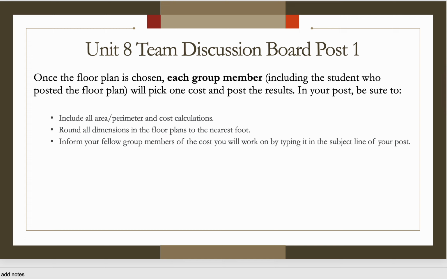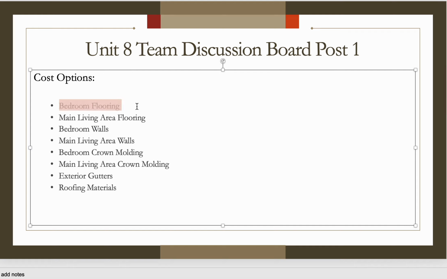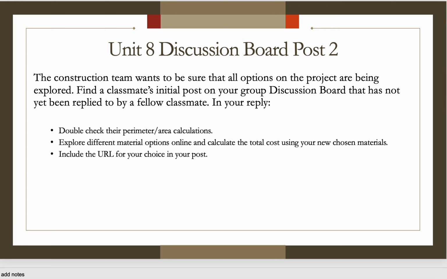Also, you need to name your cost. So if you're doing the bedroom flooring, your reply is going to say bedroom flooring. Then you're going to give me the calculation for the bedroom flooring. You would need the square footage, so the area. You would need to pick a floor tile. And then you would take the area of the room times the cost per square foot of that flooring. Home Depot is very useful for this. So that's everyone's initial post, but one person gets to pick the floor plan, whoever posts first.